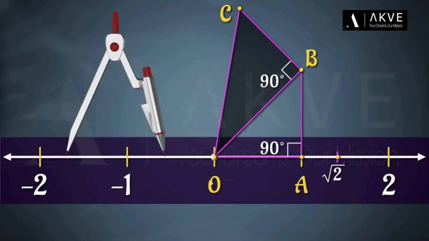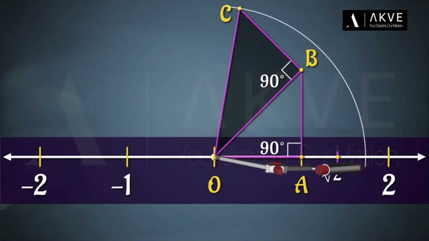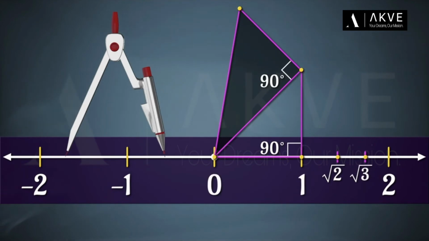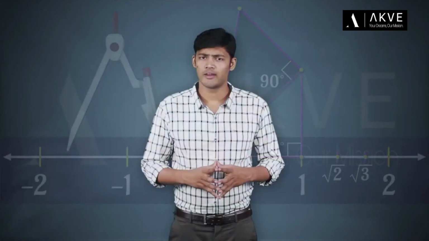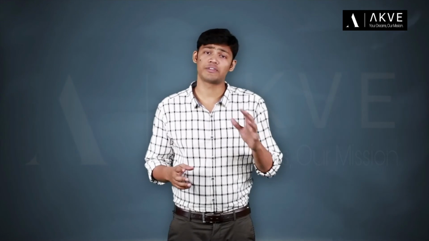Again, with the help of compass and using the length of OC as the radius, we will represent square root of 3 on the number line. In this way, we can represent the square roots of the natural numbers on the number line. There is one more method of plotting square root of 3 on the number line. It is quite similar to the previous method.